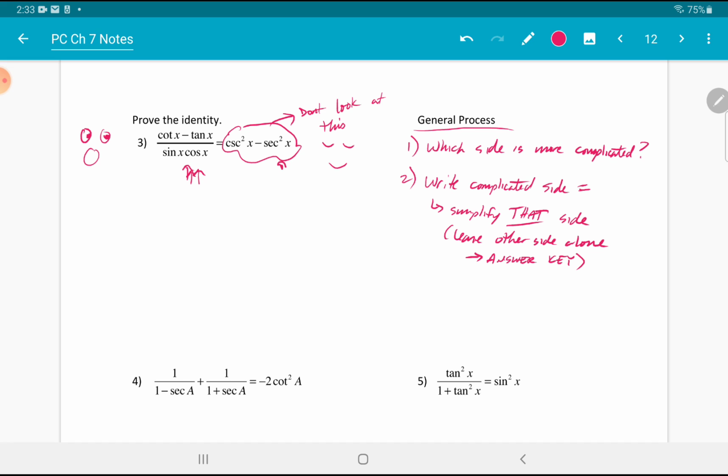Okay, so we're gonna write down the left side, cotangent x minus tangent x over sine x cosine x, and we're gonna set it equal, just like that. Okay, so that's step 2. Write the complicated side, set it equal, and now comes the part where you just simplify. Okay, so thinking about how we did the last 2 problems, just think, okay, what can I do here?